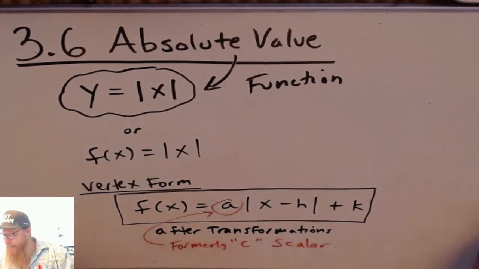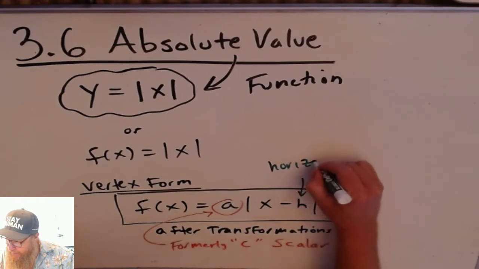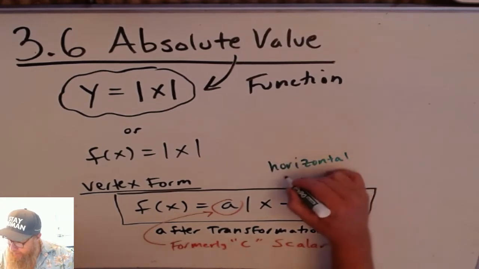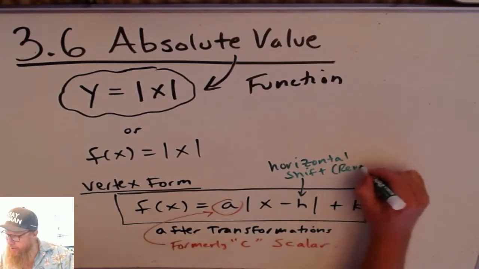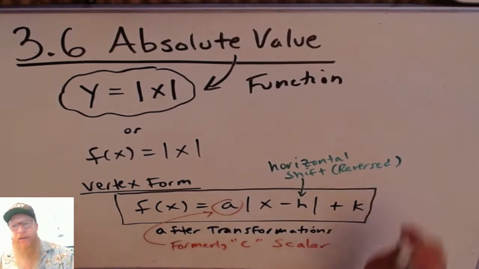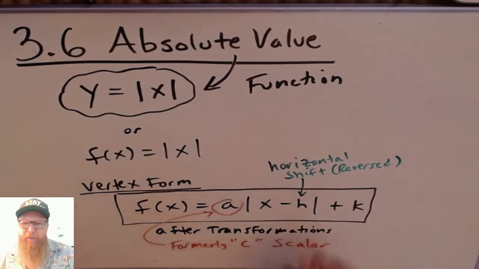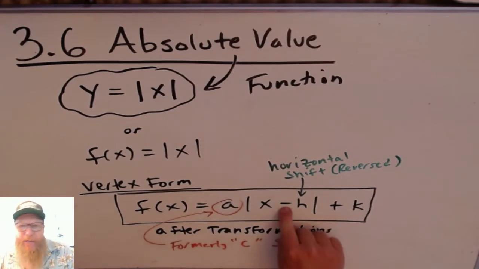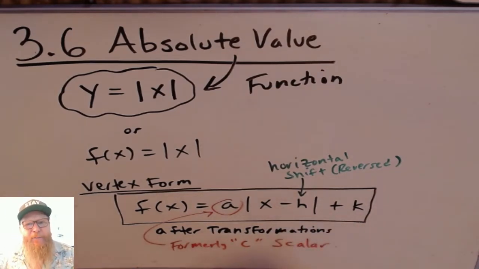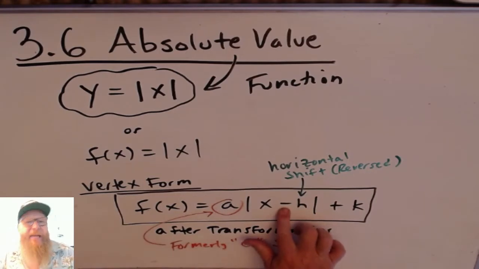All right. And then we have h is the horizontal shift. Remember, it's reversed. I'm going to hope that we've already covered that. If this is a negative, then you'll go to the right. If this happens to be a positive, then you'll go to the left. In the vertex form, we typically write it as negative, even if it's positive, and I'll explain how that works in a minute.